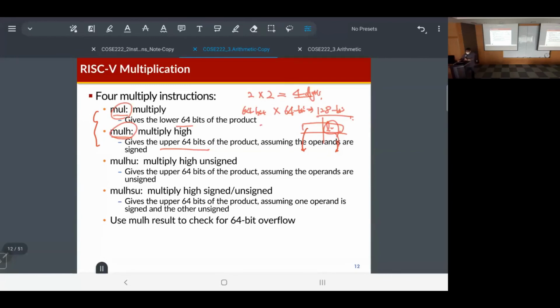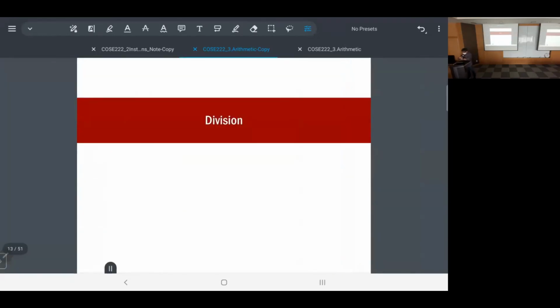Also, we can use unsigned numbers or signed numbers. And actually the sign of the final result is determined by the upper part of the final result. So RISC-V distinguishes the sign of the operands of multiplication, like mulhu or mulhsu. Okay. And then division.